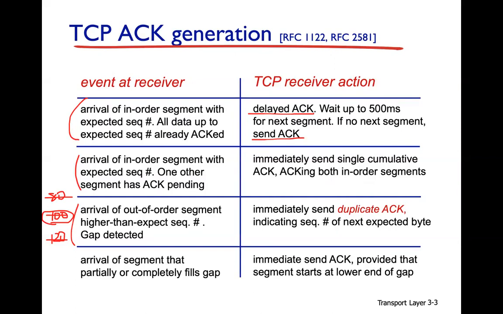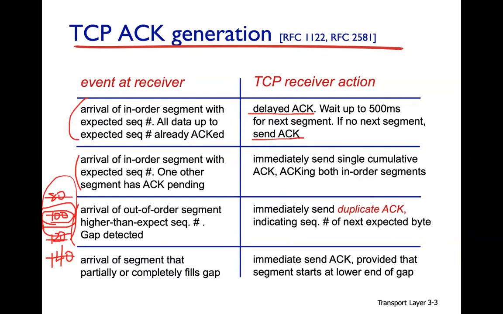And the last scenario is the arrival of segments that partially or completely fill the gap. For example, if I got this one, 100, which fills the gap, then I will ACK the next. For example, for the 120 segment, I got 20 bytes, so the next byte I want is 140. So I will send out ACK 140 to the sender. This means I closed the gap here.